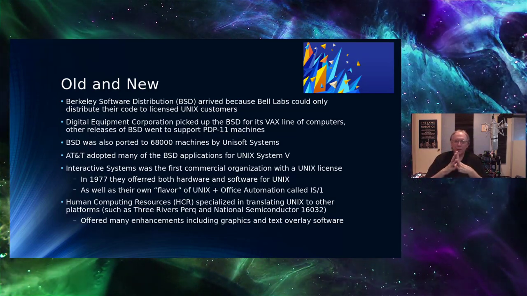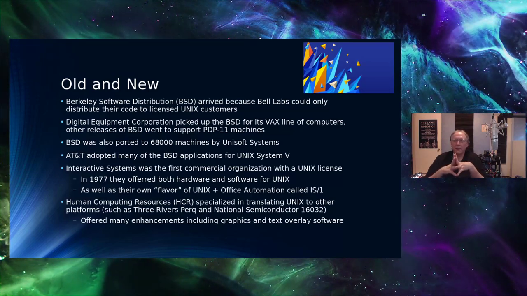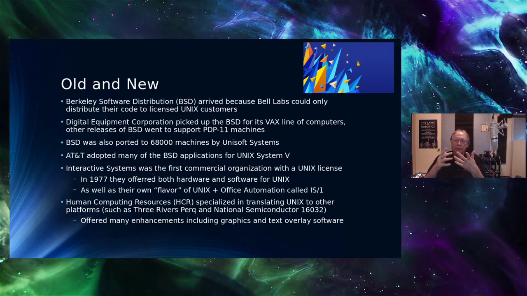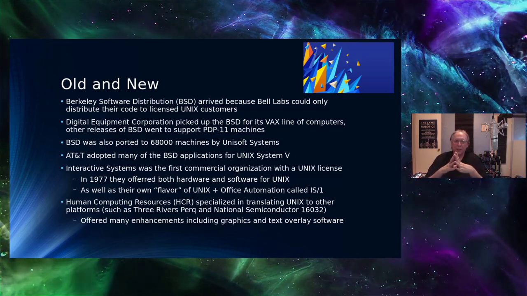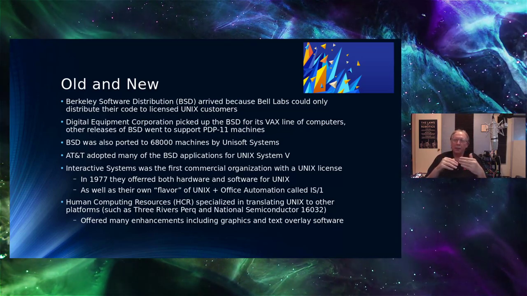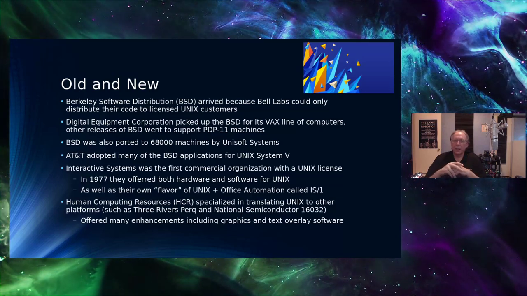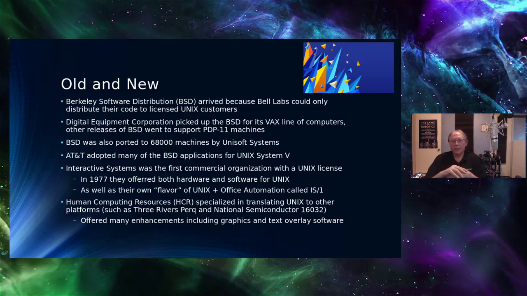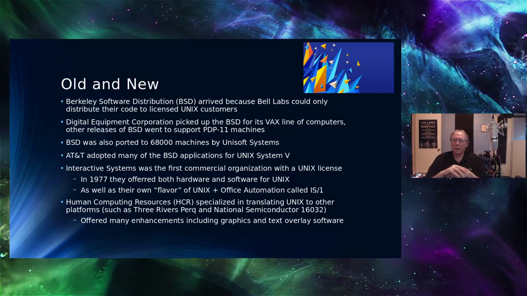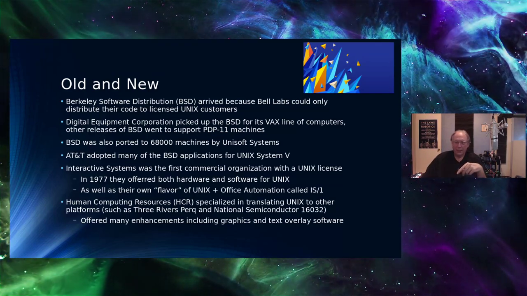Human Computer Resources specialized in translating Unix to other platforms such as Three Rivers, PERC, and National Semiconductor. And of course, later, AT&T supported National Semiconductor, but they offered many different enhancements, including the ability to overlay graphics and text together on the screen. Now, of course, there were other machines around at the time that did that, so it's not unique, but that was the first time that Unix had it. This was way before the Blit. So, yeah.